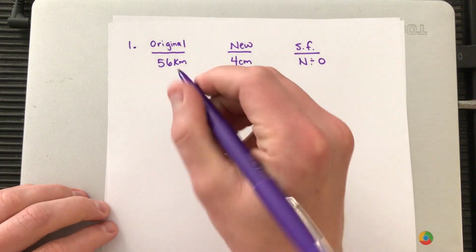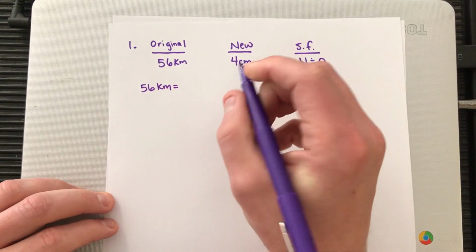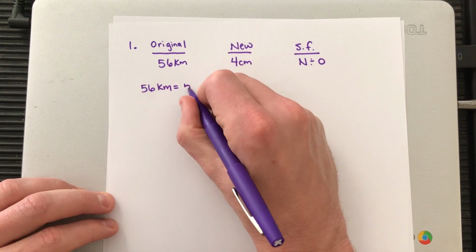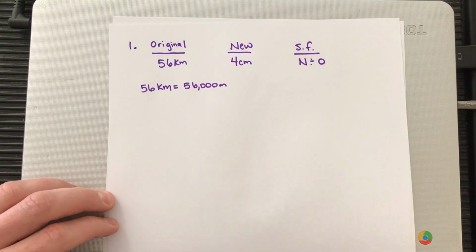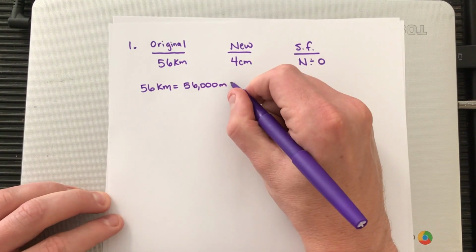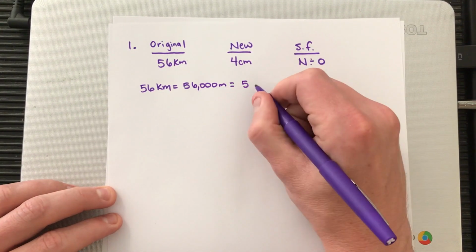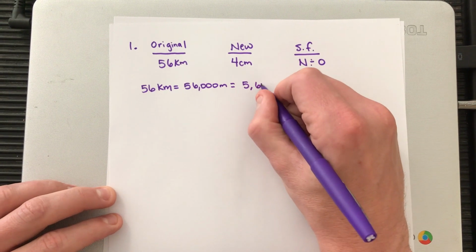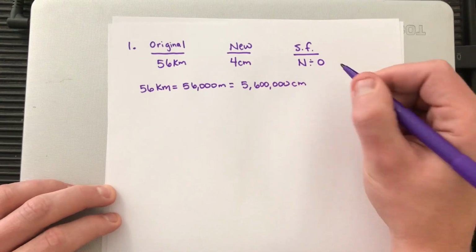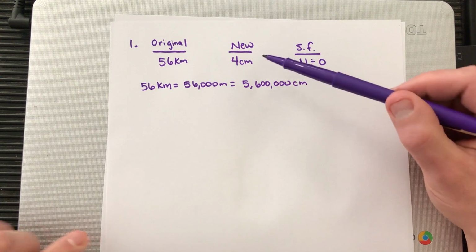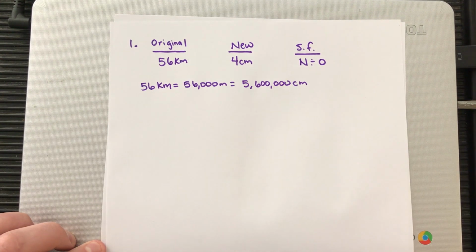So I'm going to convert 56 kilometers to meters because I know kilo means 1,000. So this is 56,000 meters. And then I know that there's 100 centimeters in every meter, so this is equal to, let's see here, I'm going to add 2 more zeros to this, so 5,600,000 centimeters.